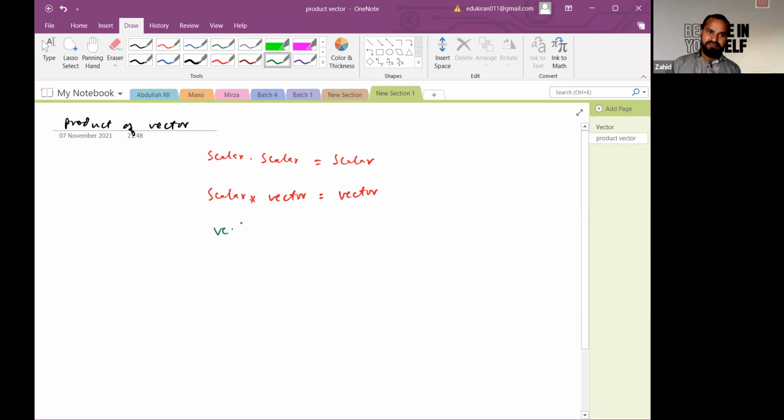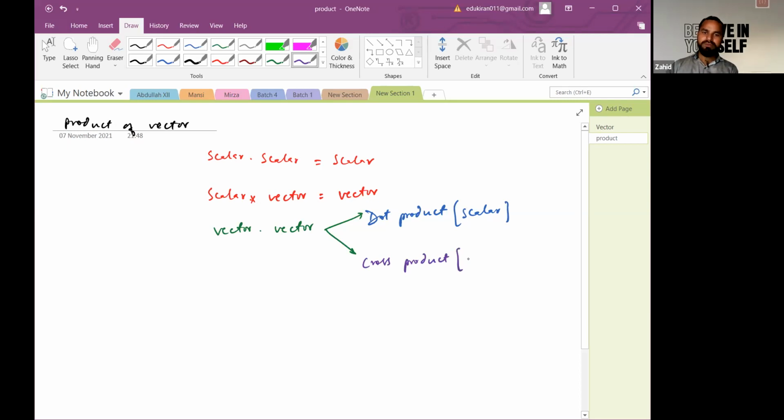Next, if a vector is multiplied by any vector, we can multiply in two different ways. First is called the dot product, so it will be a scalar. And second is called the cross product, so it will be a vector. So we may have four different types of product regarding scalar and vector. Now we have to deal with these two terms, dot product and cross product.